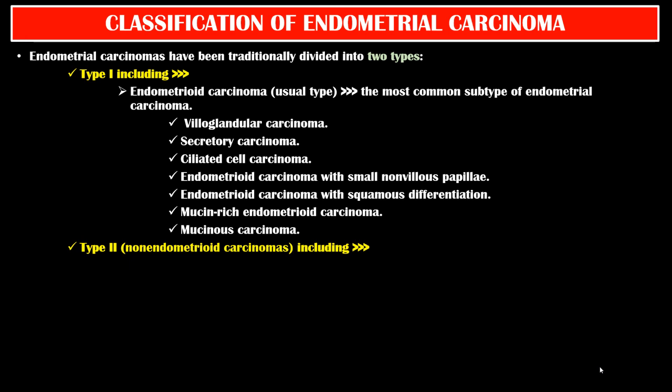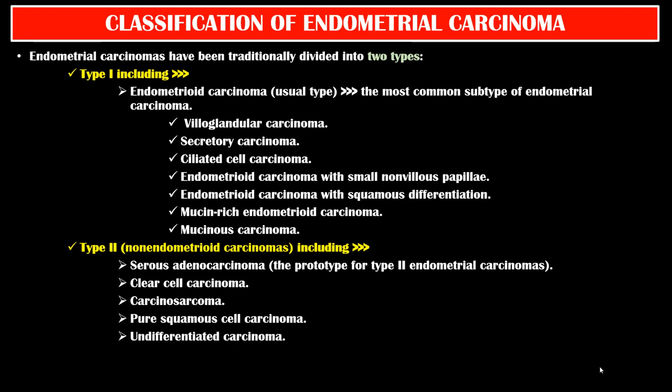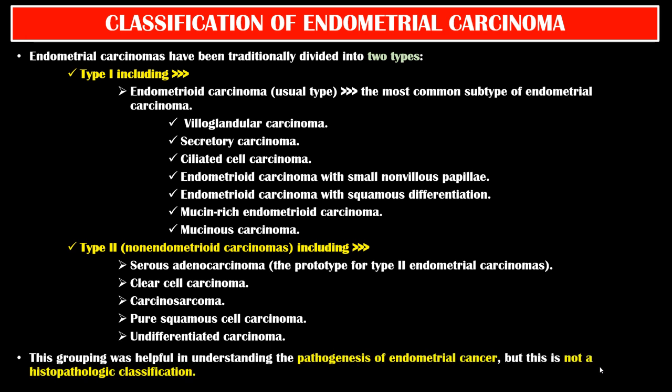Type 2, it is also called non-endometrioid carcinomas, including serous adenocarcinoma. It is the prototype for type 2 endometrial carcinomas. Clear cell carcinoma, carcinosarcoma, pure squamous cell carcinoma, undifferentiated carcinoma. This grouping was helpful in understanding the pathogenesis of endometrial cancer, but this is not a histopathologic classification.